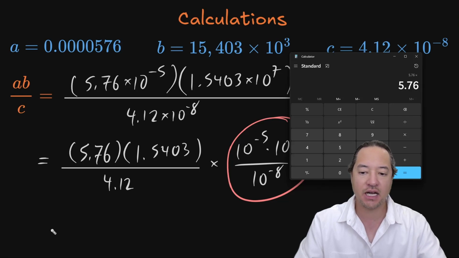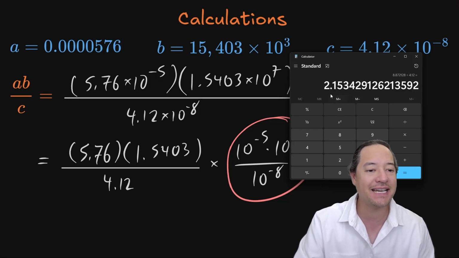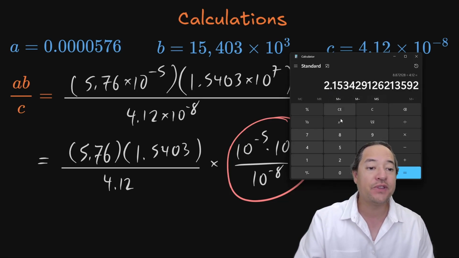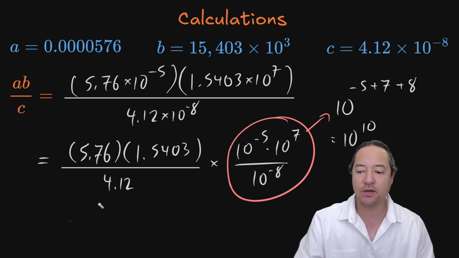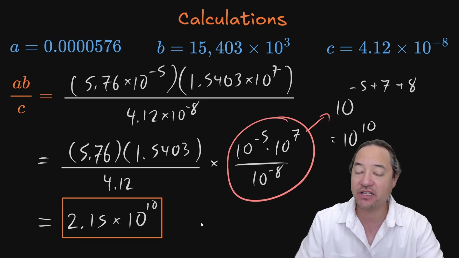5.76 times 1.5403 divided by 4.12. What do I get? Okay, a really long decimal here. I'm just going to round this off to 2.15. Later on, we'll learn about some of the rules about how better to round that. But 2.15 is what I get here. And then that's all multiplied by 10 to the power of 10. Okay, so there we go. That's actually the final answer here.